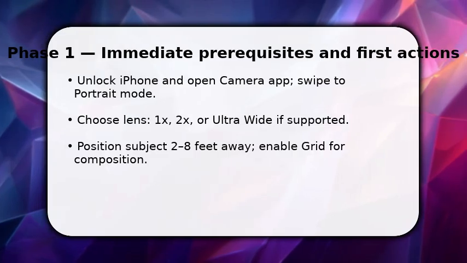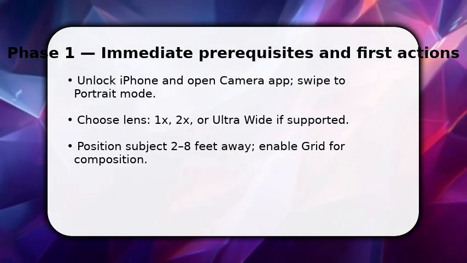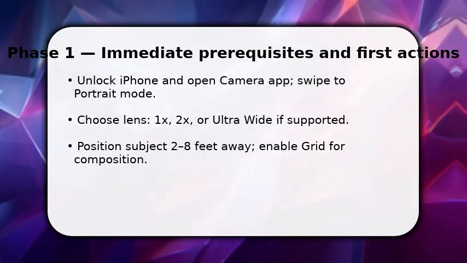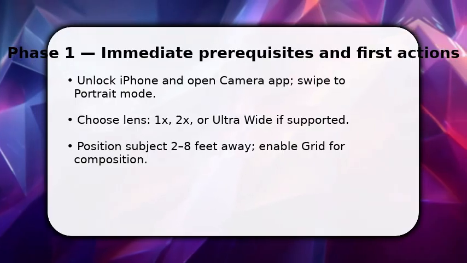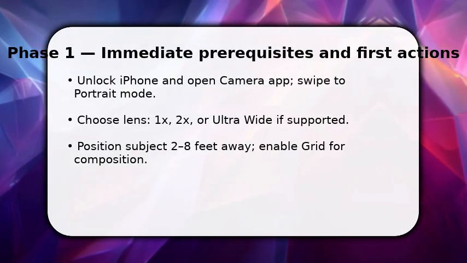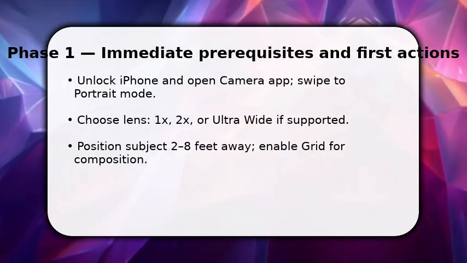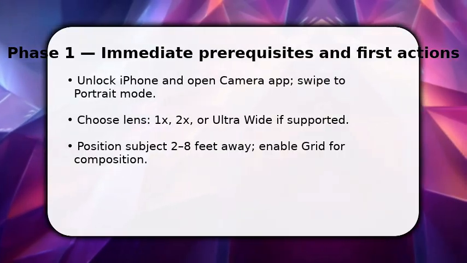Enjoy the video. You start by opening camera and selecting portrait. Do that now. Position your subject roughly 2 to 8 feet from the lens so depth detection engages. Use grid to align horizons and eyes. Once done, choose the lens that matches the look you want. 1x for natural, 2x for tighter faces, because lens choice affects background blur and framing.